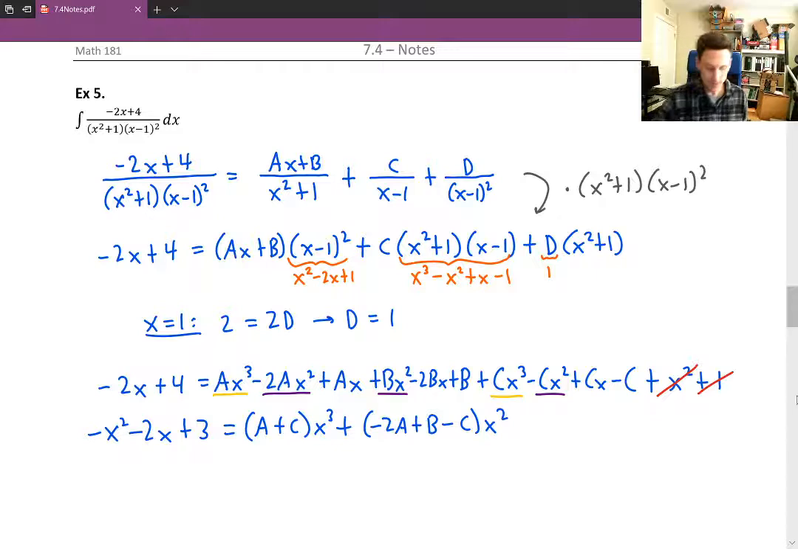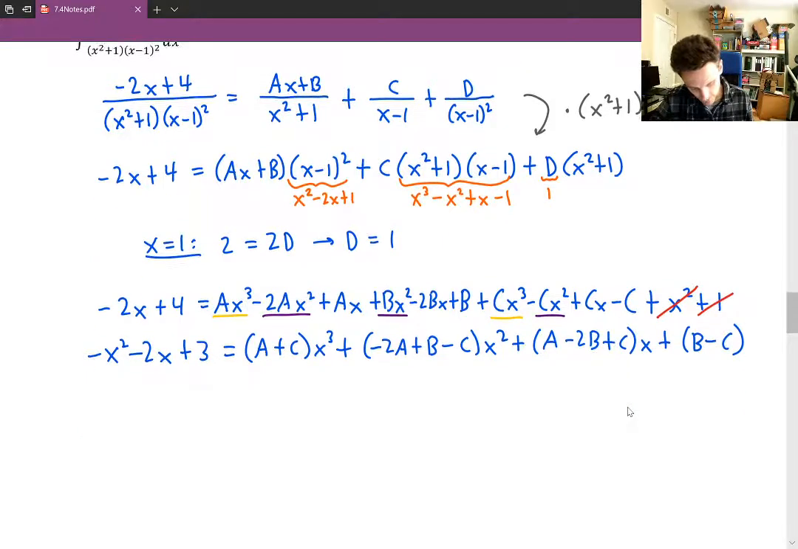all times x squared. We'll do the same thing for the x's, and here I'm just going to do it by looking at it. We have a minus 2b plus c all times x, and then the constant terms that don't have variables attached to them, which are b minus c. Okay, let me scroll down, give us some room.